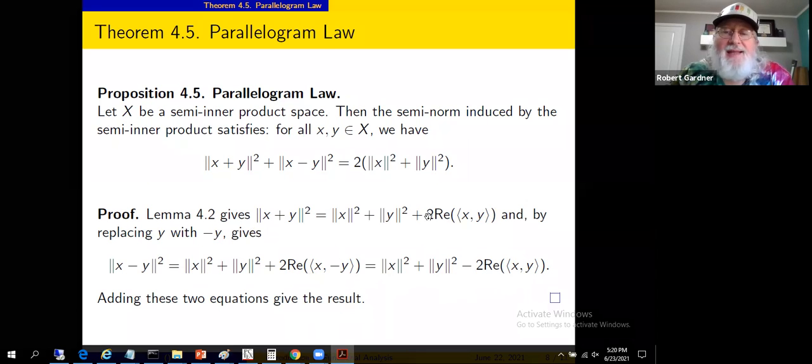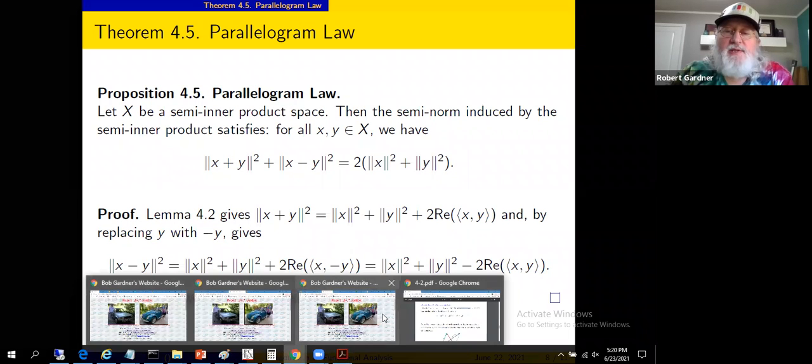Now, if you add these two things together, you'll get the semi-norm of x plus y squared plus the semi-norm of x minus y squared on the left-hand side, which is what we have up here. On the right-hand side, you'll pick up the semi-norm of x squared twice, and the semi-norm of y squared twice. These two terms differ by a negative sign and cancel, and that produces the right-hand side. So this is just a little additional observation from the basic identity. So there's the parallelogram law.